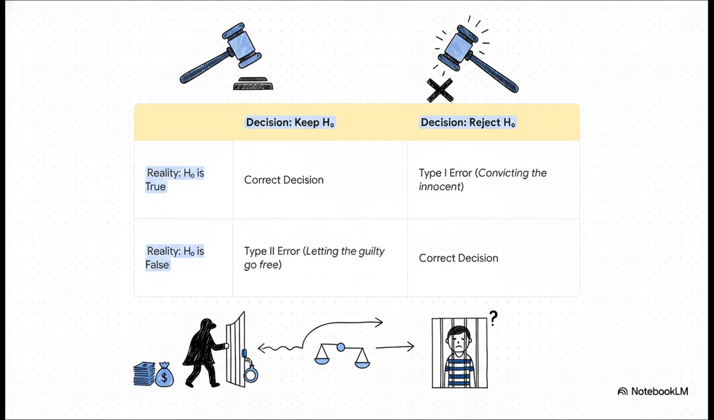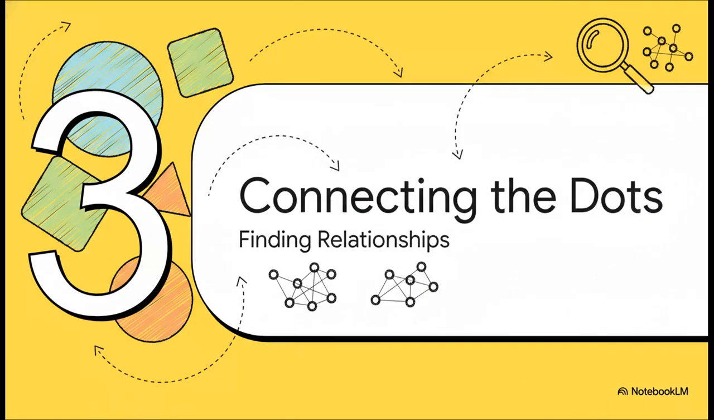A type 1 error is basically convicting the innocent. We see an effect in our data that isn't really there. A type 2 error is the opposite, letting the guilty go free. We miss an effect that actually exists. And there's always this tricky trade-off between trying to avoid these two risks. So we've made our educated guesses. Now it's time for phase 3, connecting the dots.